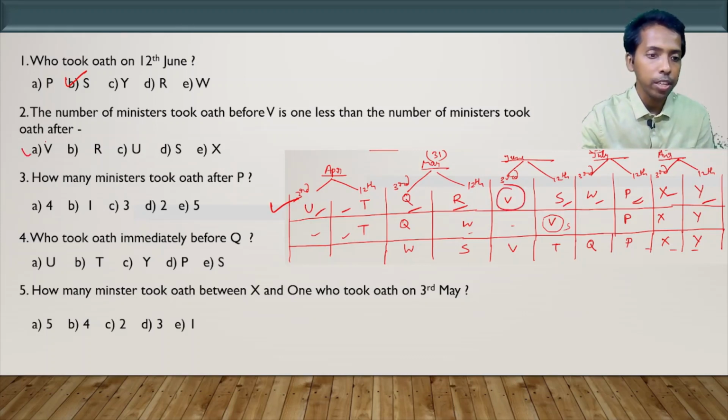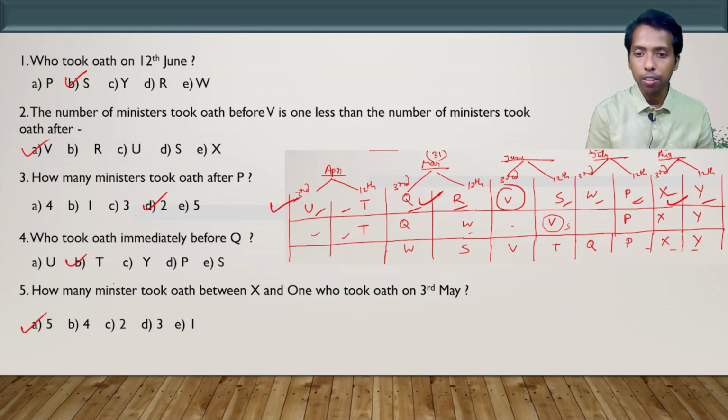So option A. Understood? How many ministers took oath after P? After P, 2, X and Y. Who took oath immediately before Q? That is T. How many ministers took oath before X? Between X and one who took oath on 3rd May, 3rd May, that is Q here, and X. That is 1, 2, 3, 4, 5. 5. Option A. Right?